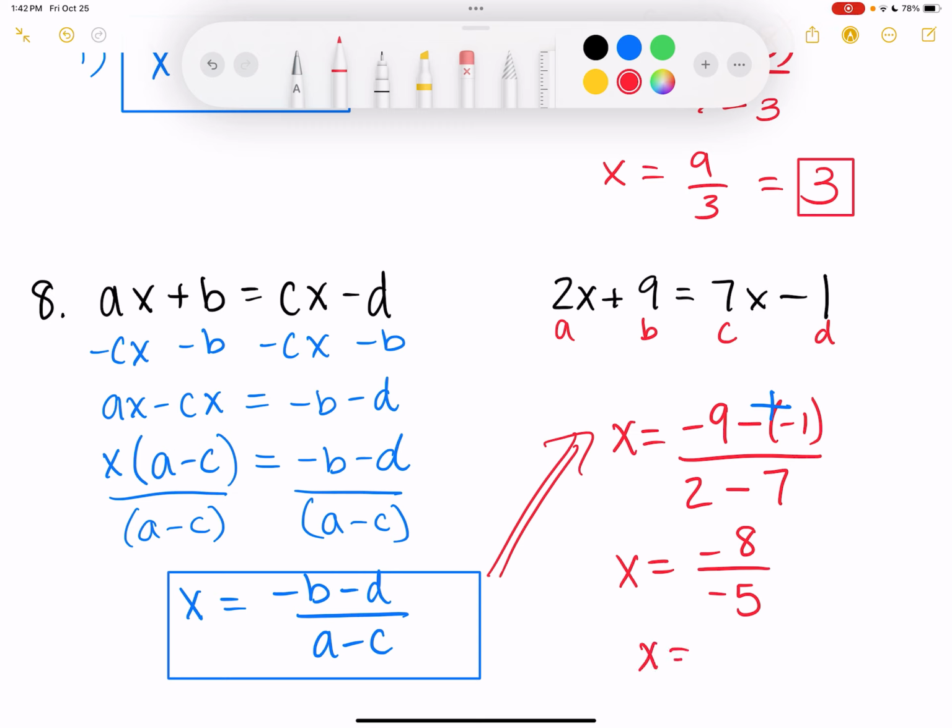So x equals? Negative 8 over negative 5, so positive. You can either leave it as 8 over 5, or 1.6. I would just leave it like that, but hold on.